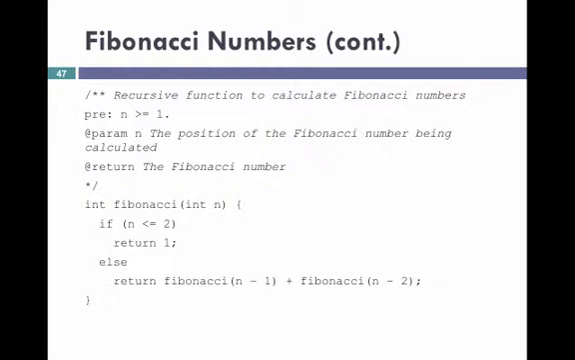So here's a C++ implementation of Fibonacci. The Fibonacci of some input parameter n, if n is less than or equal to 2, then we return a 1. Otherwise, here's this recursive definition where we make 2 recursive calls to Fibonacci and then add together the results.